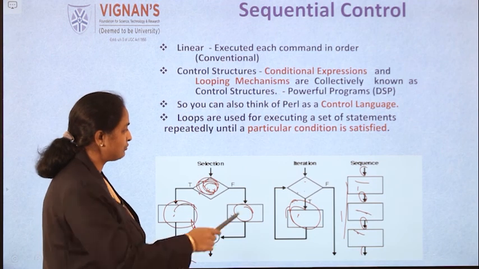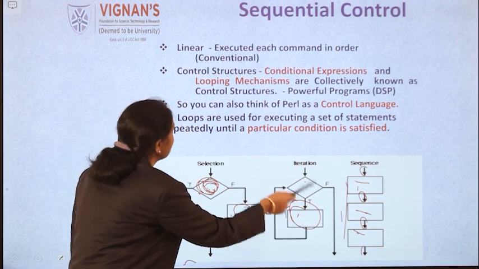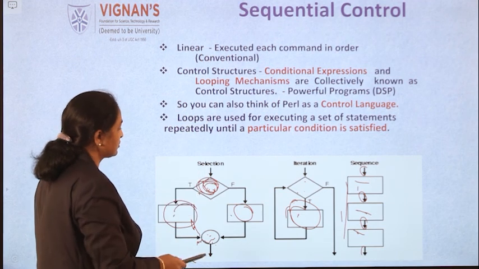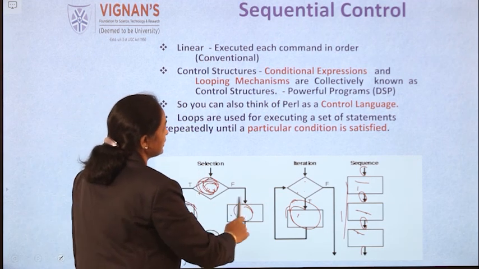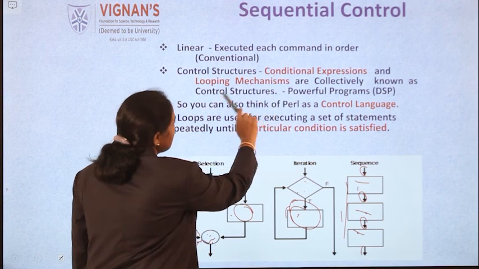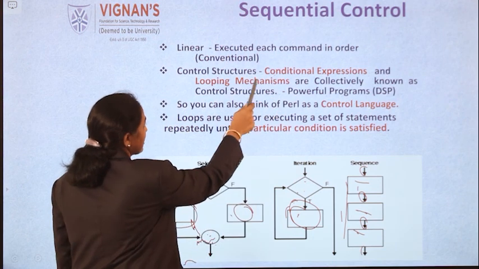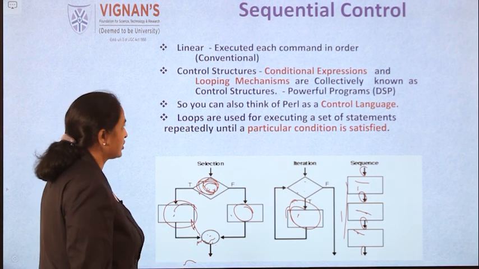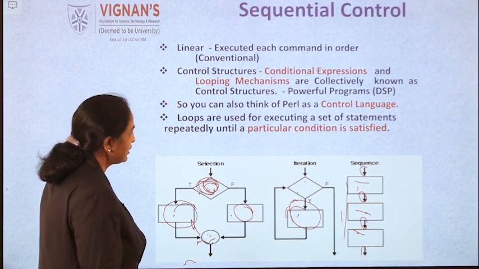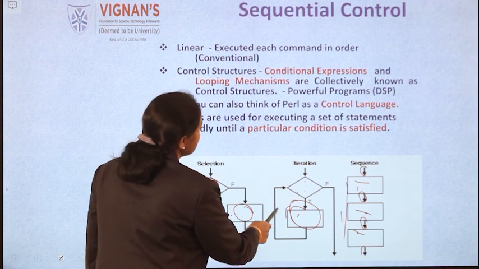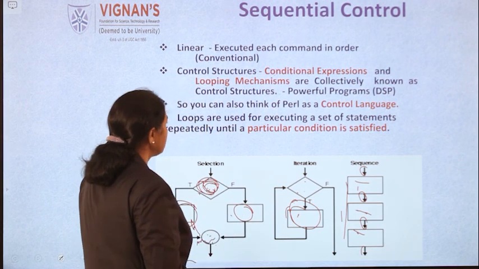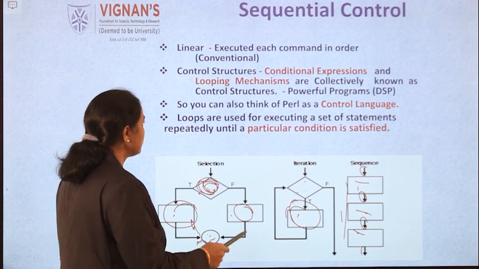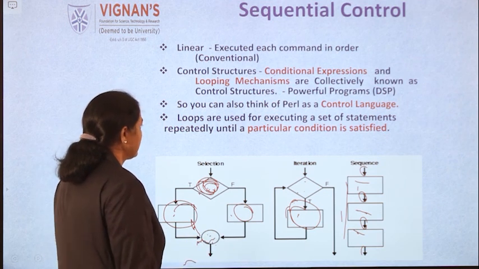That means here we will do each statement one by one. Whereas in the control structures, what we have seen are two kinds: conditional expressions as well as the looping mechanism. These two are collectively known as control structures in PERL. Here we are going to see these two kinds of control structures. That is the reason why the PERL language is also known as a control language.